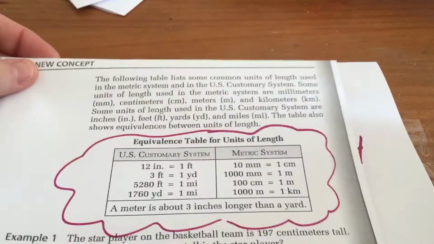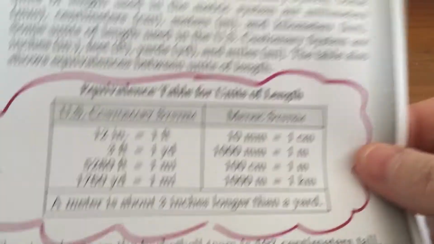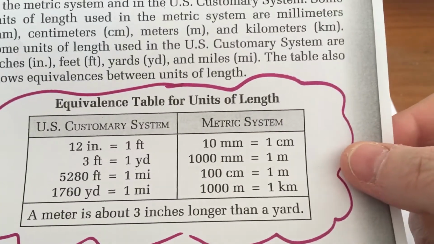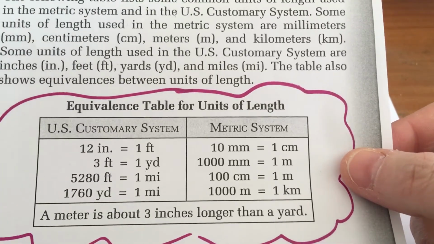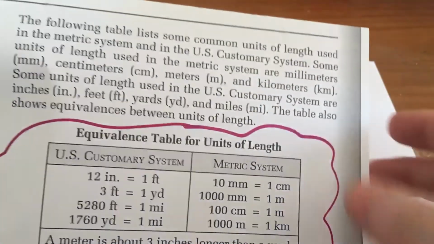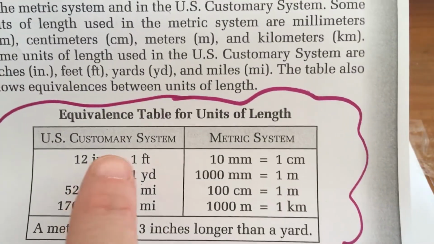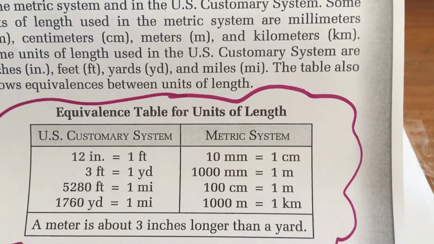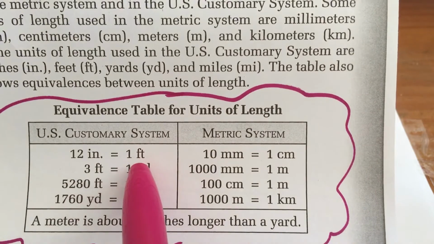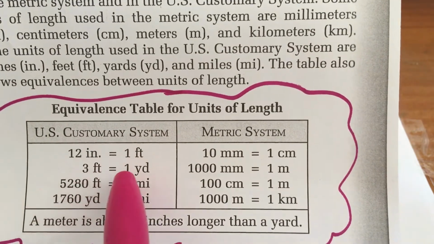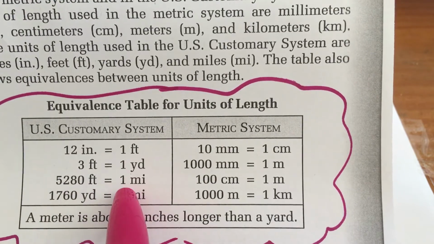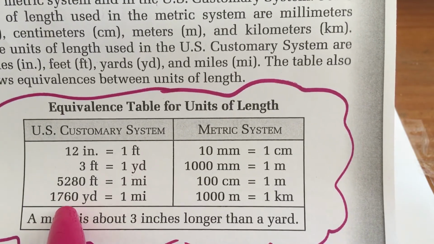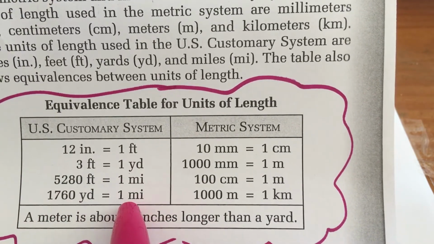So in your book, you have this table. This is going to help you. This is an equivalence table for the units of length. Now, in the United States, we use the customary system, and you'll see 12 inches equals 1 foot, 3 feet equals 1 yard, 5,280 feet equals 1 mile, 1,760 yards equals 1 mile.